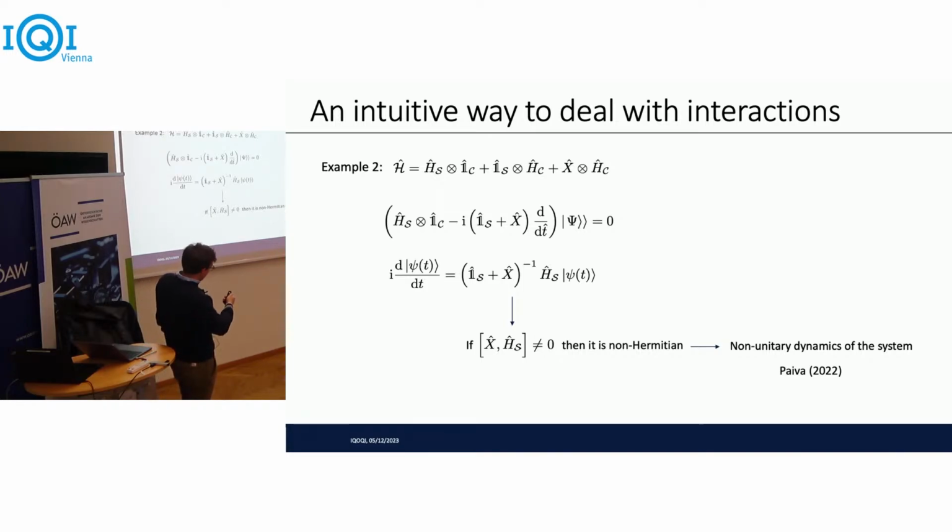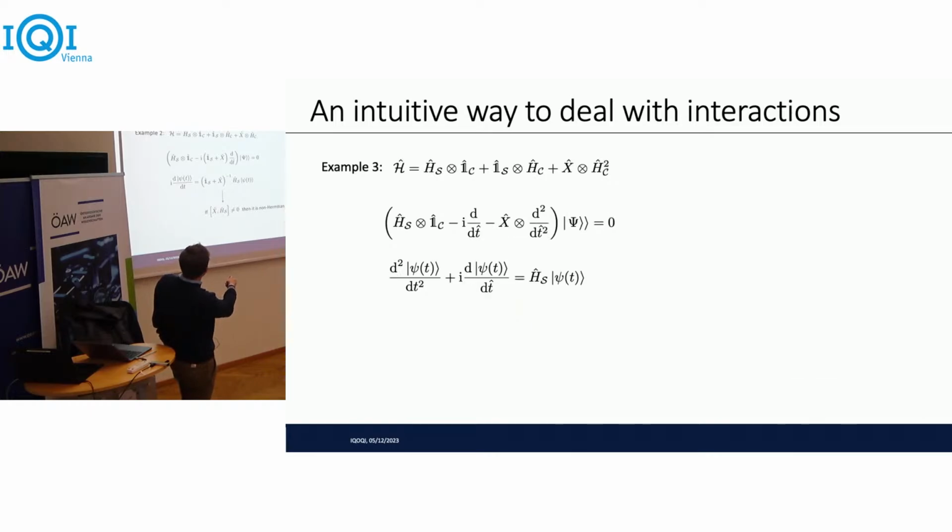And again, I'm going to give you another final example. Now I have an x operator on the system here in the interaction, and now I have the Hamiltonian of the clock squared. Same procedure as before, just that now we also get second time operator derivatives. We sandwich with t, and we get this equation for the states of the system. And now the question is: does this give a unitary evolution for the system?